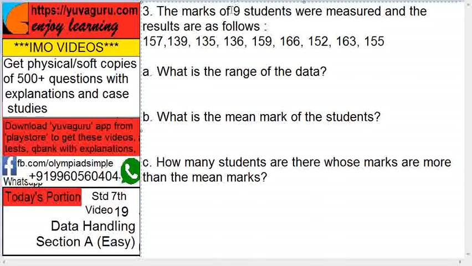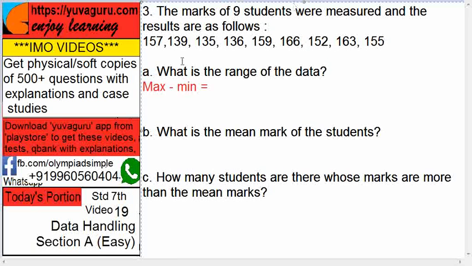The marks of 9 students were measured and the results were as follows. These are the marks of the 9 students. What is the range of the data? Now what is the range? Range means maximum minus minimum. So which is the maximum number over here? 166. Minimum number 135. So range is 166 minus 135, that is 31.